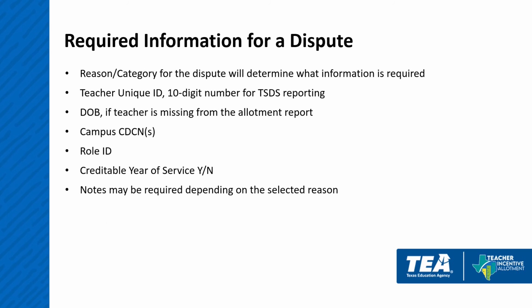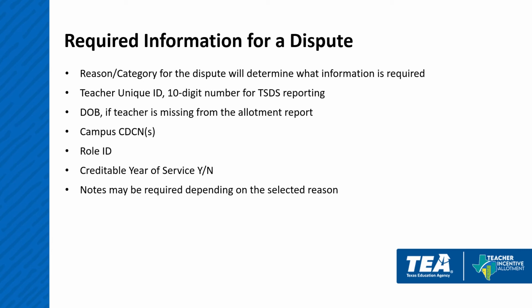So required information to have handy: the reason or category, the 10-digit unique ID. If they are missing from the allotment report, we will also request their date of birth. Please note that. You'll want their campus CDCN, their role ID, which should be 087 if they're eligible, and the creditable year of service of yes, no. The level of detail in the notes may be required just depending on the selected reason. And please note that if we are adding a teacher to the allotment report, our team may email you asking you for more information.